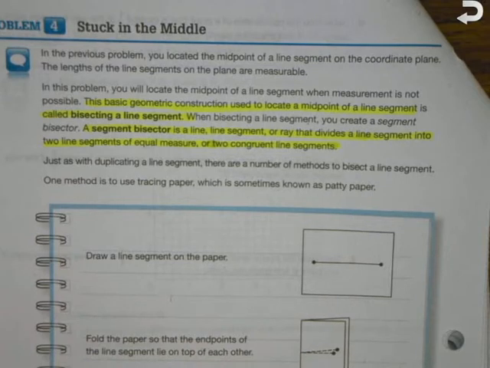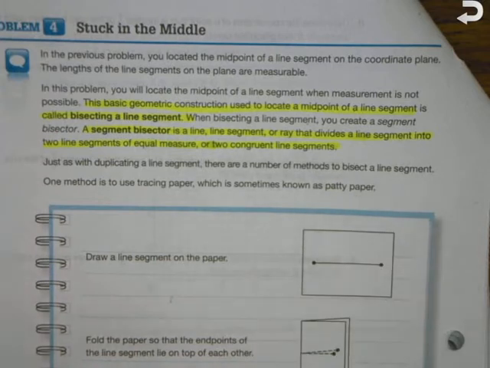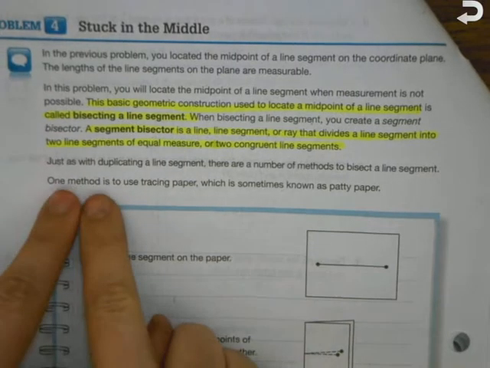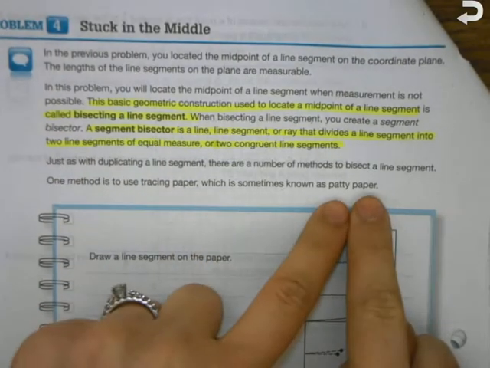Just as with duplicating a line segment, there are a number of methods to bisect a line segment. So we looked at duplicating a line segment, and we had two ways of doing that. You could draw a circle and do different radii to the circle, or you could just make a little arc. Remember, we decided both methods were the same. One method is to use tracing paper, which is sometimes known as patty paper. So that's what we're going to do right now.